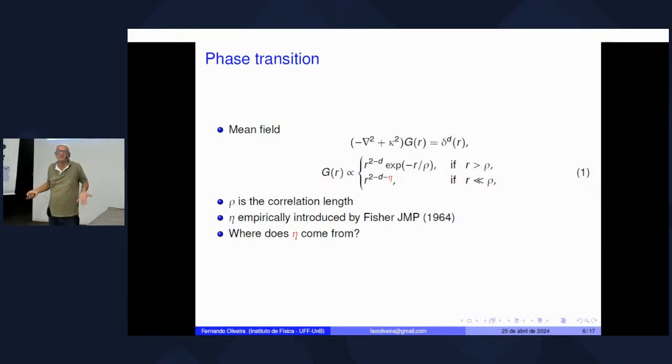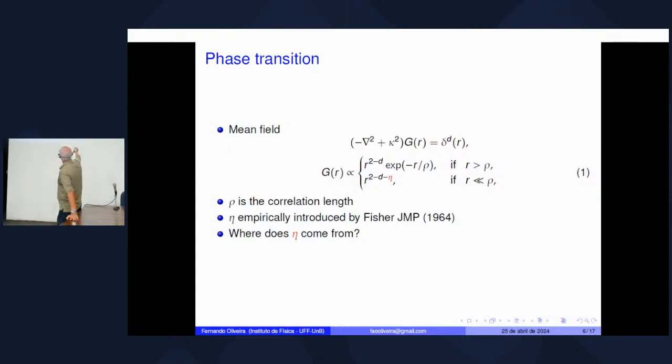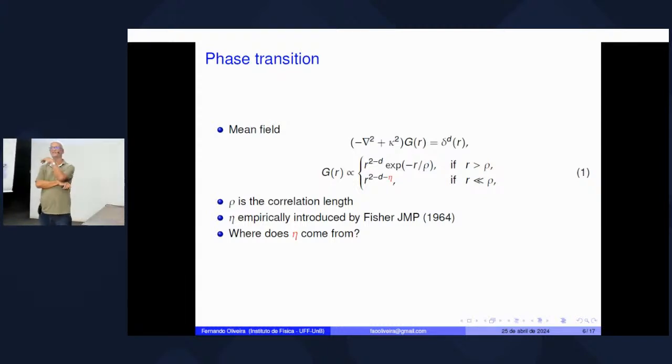And that's something that cannot be, because if you have some spin correlations that increase with distance, you know that the correlation is going to decrease. That's physically. So that solution R to the 2 minus D for R much smaller than rho does not work. And Fisher in 1964 proposed to put some exponent eta here that we call the Fisher exponent. It was an ad hoc solution for the problem. He put it ad hoc, put it by hand.